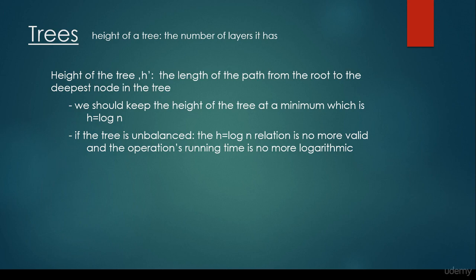Why? Because if the tree is unbalanced, then the h equal log n relation is no more valid and the operation's running time is no more logarithmic. So that's why we can end up with a quite slow algorithm, even with binary search trees, if the tree becomes unbalanced. And unfortunately, for most of the cases, this is what's happening. So that's why we are going to consider balanced binary search trees, such as AVL trees and red-black trees.